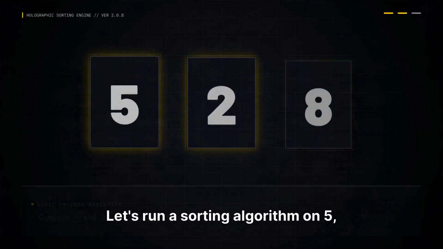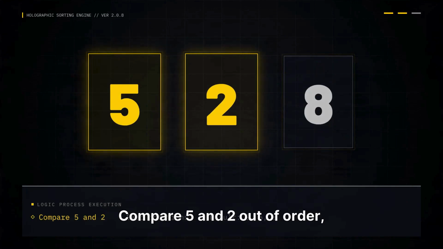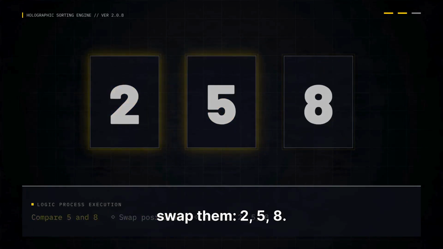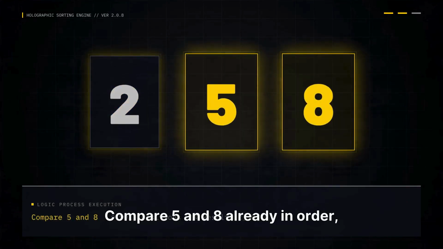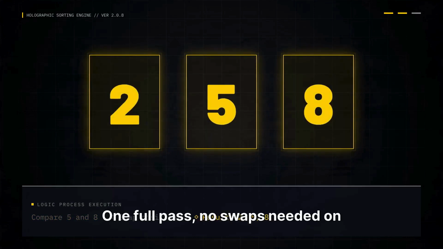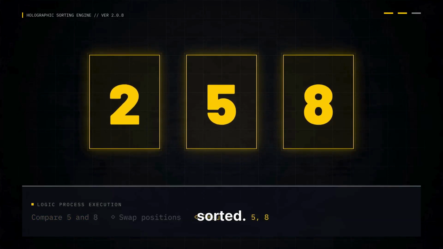Let's run a sorting algorithm on 5, 2, 8. Compare 5 and 2. Out of order, swap them. 2, 5, 8. Compare 5 and 8. Already in order, no swap. One full pass, no swaps needed on the second comparison, and the list is sorted. That's it, a real algorithm.